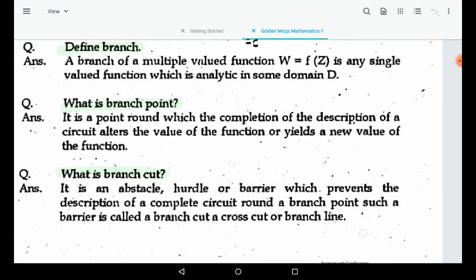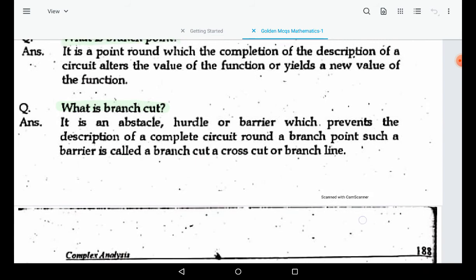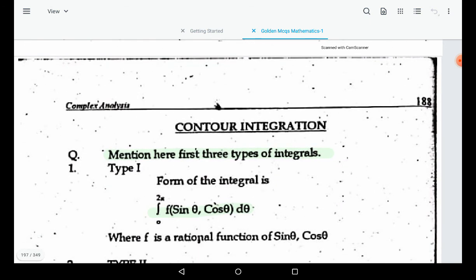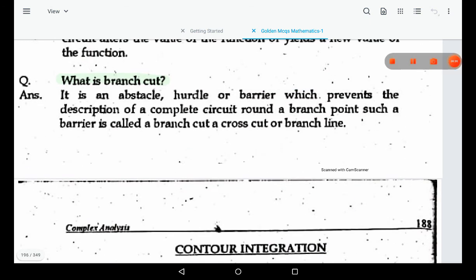What is a branch cut? It is a barrier which prevents the description of a complete circuit around a branch point. Such a barrier is called a branch cut or cross cut or branch line. Okay, next comes contour integration.